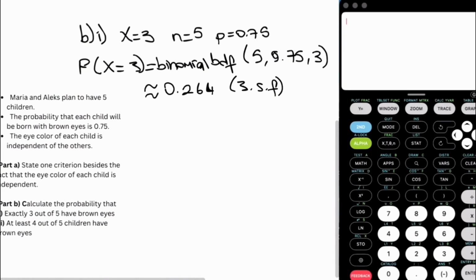For the second part of part B, we will calculate the probability that at least 4 out of 5 individuals will have brown eyes. To compute binomial probabilities involving the at least condition on a TI-84 calculator, we will use the cumulative distribution function, the binomialcdf. This function calculates the probability of obtaining a value less than or equal to a specific number. Therefore, we need to adjust the x value accordingly.